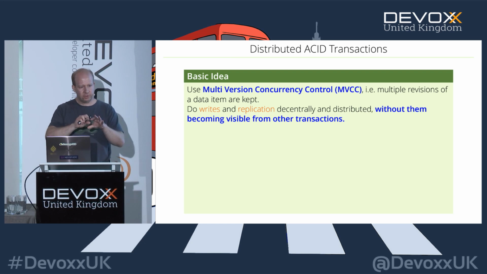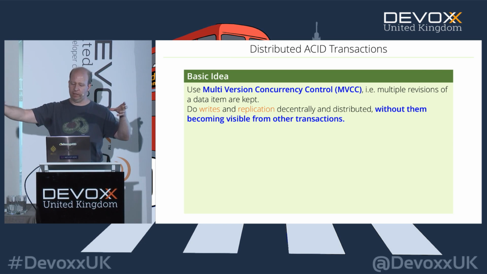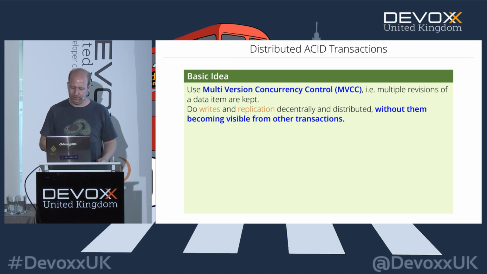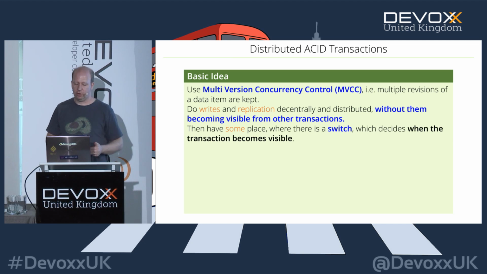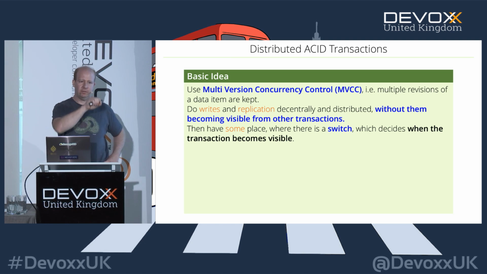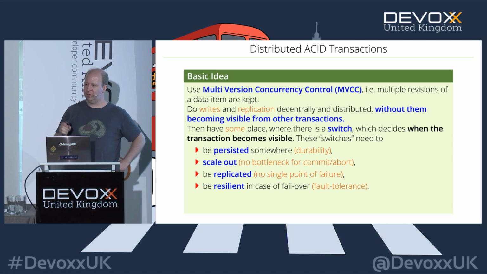Now, if you do writes in a distributed data store, obviously you have to distribute your data, otherwise you can't scale out. You have to do replication because you can lose machines and then you want to still have the data. So therefore, you have to do all these things, and yet you have to somehow make sure that there is a single point in the system which decides whether or not a certain transaction has committed or not. And you have to make sure that that switch for every single transaction is somewhere persisted.